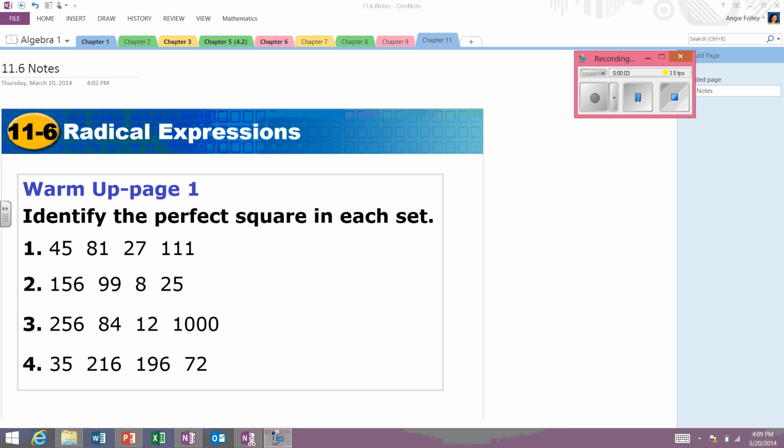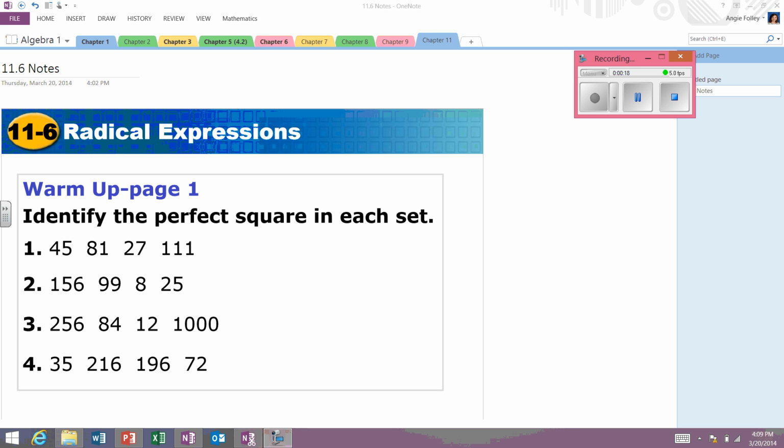Okay, this is Algebra 1, Lesson 11.6. We're going to look at radical expressions today. Some of these things will be a little bit of a review for you guys. It's kind of pulling some stuff that we've looked at before, but then bringing it all together. So let's start with our warm-up.